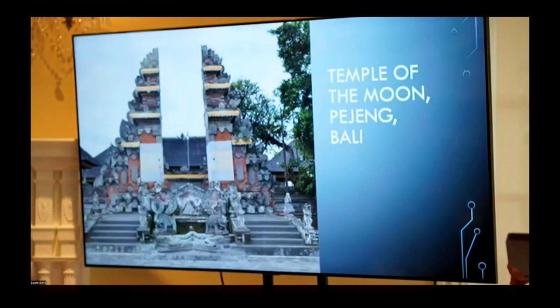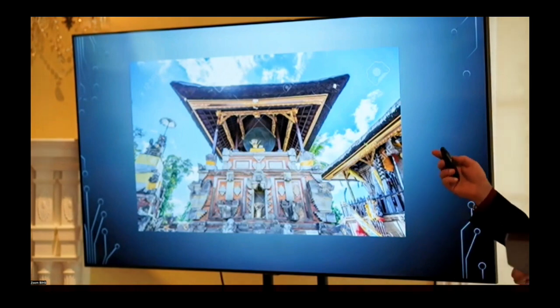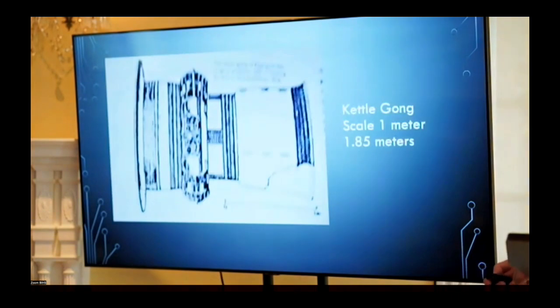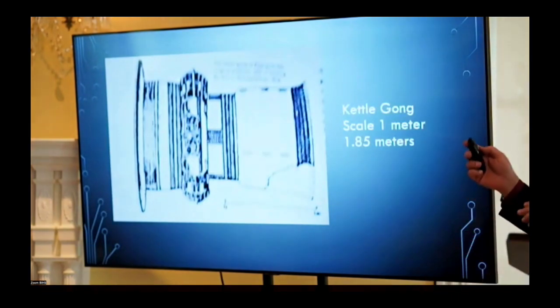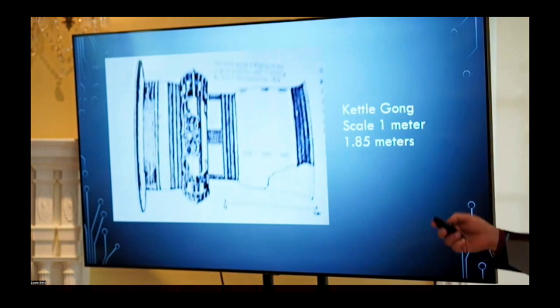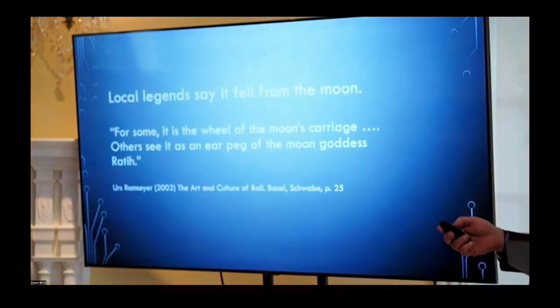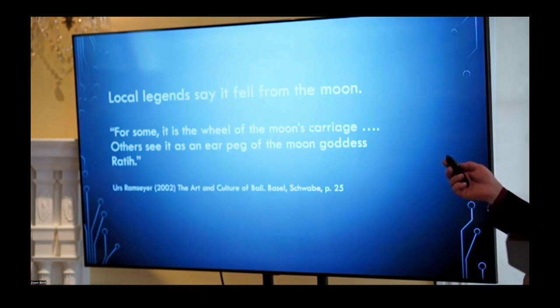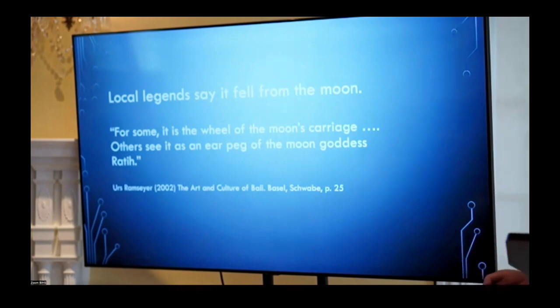And as I've wandered around the world, I've seen some intriguing examples of objects that are said to be from other worlds. This is a Temple of the Moon in Bali. And there they have, in this tower, an object they consider to be from the moon, a big brass, looks like a drum or a gong or something. But the local people say it's from the moon, either the wheel of the moon god's chariot or a nose ring from the moon goddess.